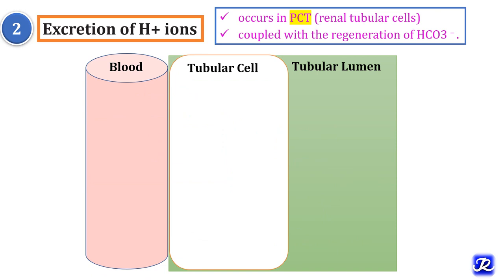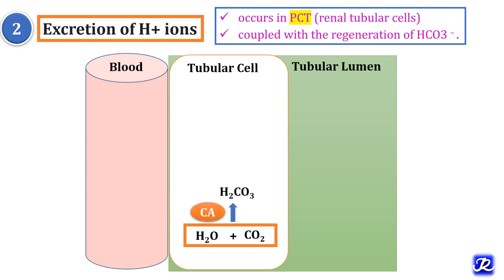The second mechanism is excretion of hydrogen ions. It occurs in proximal convoluted tubule, and it is coupled with regeneration of bicarbonate. So the process of generation of bicarbonate starts in tubular cell. Here water and carbon dioxide combine together to form carbonic acid by the action of enzyme carbonic anhydrase. It is dissociated to form bicarbonate and hydrogen ions.